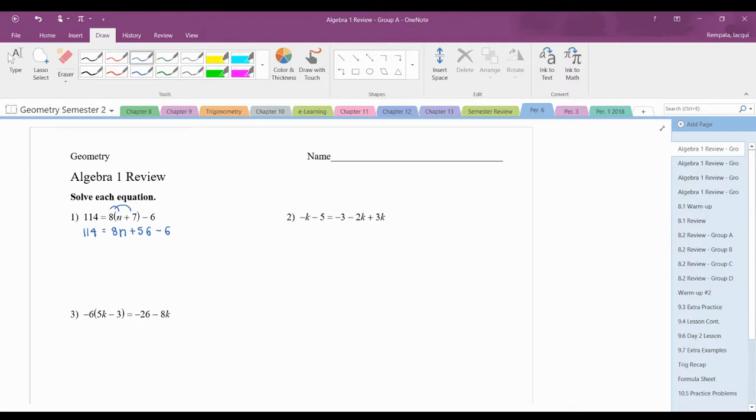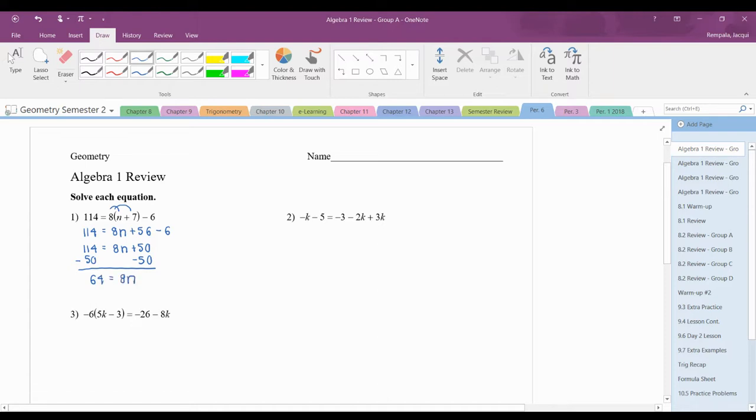Then I have some like terms that I can combine on the right-hand side. 56 minus 6 is going to give us a positive 50. Now we just have a two-step equation to solve for n. We always want to move the number that is not attached to the n first. So since 50 is positive, we are going to subtract it. 114 minus 50 is going to give us then 64.